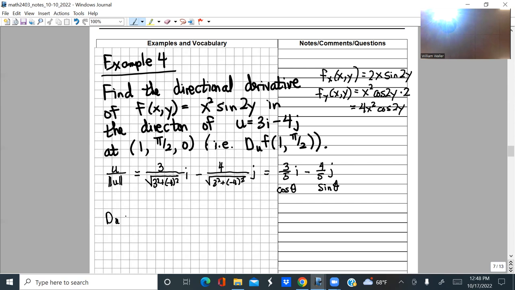All right, let's see if we can fill all these things in now. Before we actually fill in the values for x and y, let's write down what our directional derivative formula is. So it's 2x sine of 2y times the cosine of theta. But what's cosine of theta? 3/5. You can plug that number in. Plus 4x squared cosine of 2y times the sine of theta, but the sine of theta is minus 4/5.